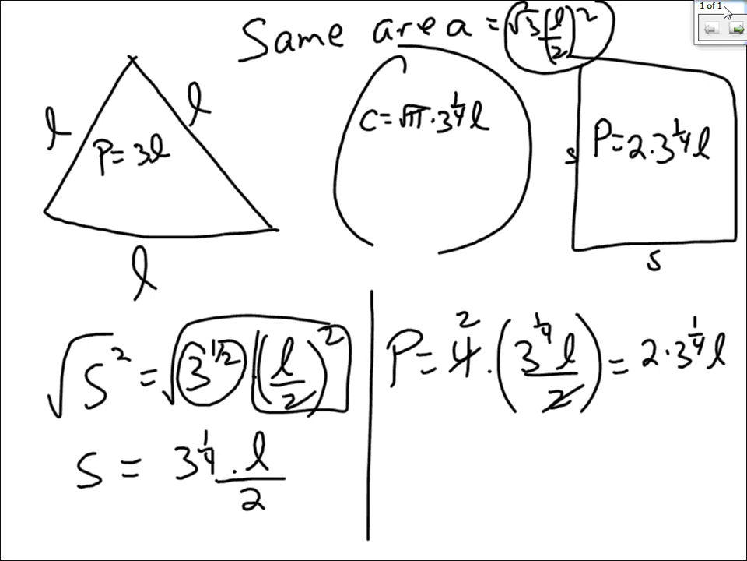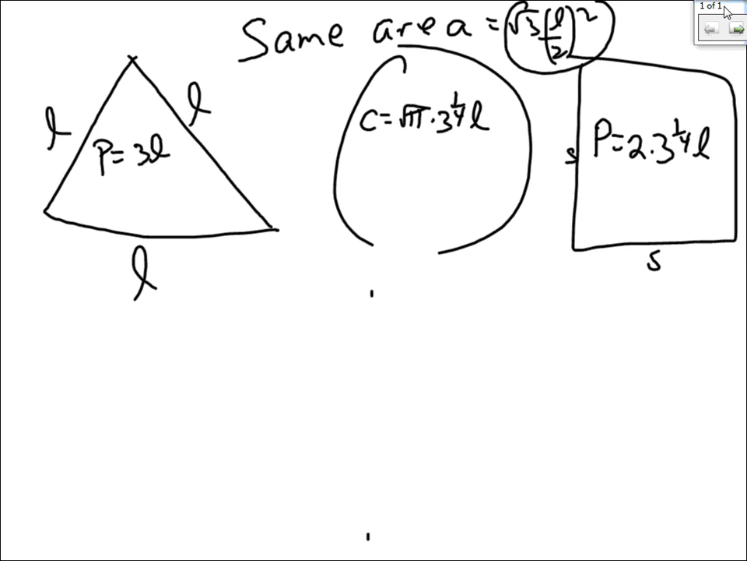Now, if you look at all the perimeters, they're all a multiple of L. They're all times L. So basically, the question is, which is bigger? Is 3 bigger than the square root of pi times 3 to the 1/4, or is 2 times 3 to the 1/4 bigger? Whichever one of those three in blue is the largest will still be the largest when you multiply all of them by L.